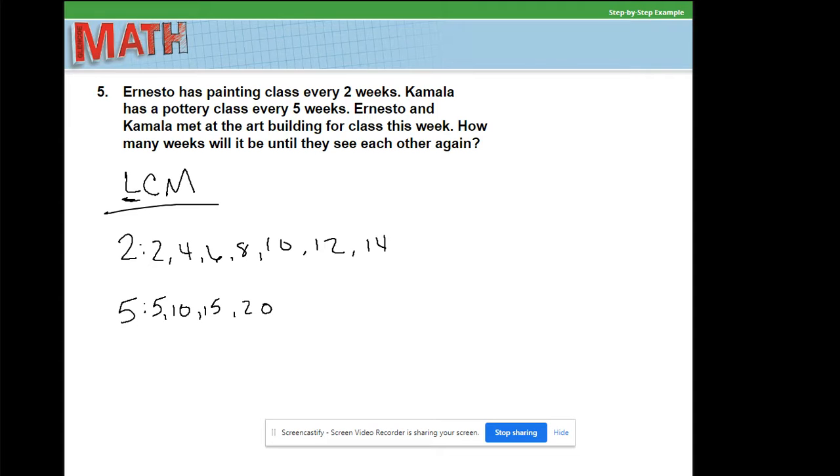We want to find the smallest common multiple. So 2, nope. 4, nope. 6, nope. 10 looks like it is our smallest common multiple. If you kept going on 2, you would get 20, but the smallest common multiple they have would be 10. So our least common multiple is 10. That means Camilla and Anestro won't see each other again for another 10 weeks.